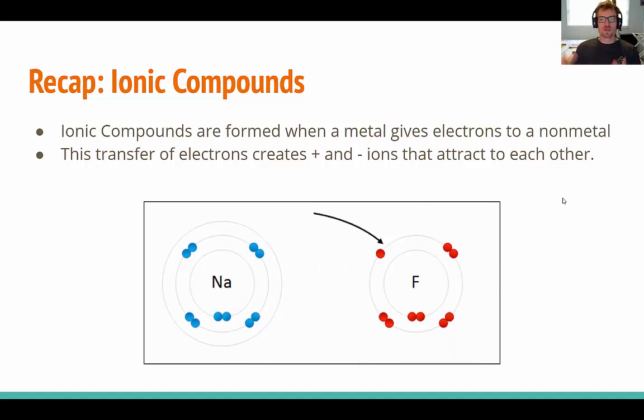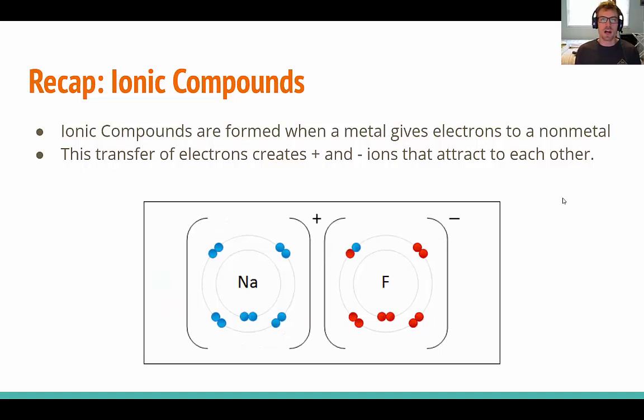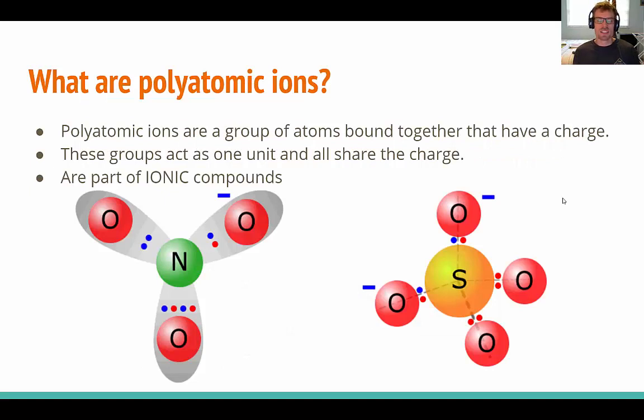Those rules are still going to generally apply here in what we're going to talk about today, but we're going to be adding on polyatomic ions. What are polyatomic ions? Well, these are ions that are a group of atoms that are bound together, so they're all stuck together, and the group as a whole has a charge.